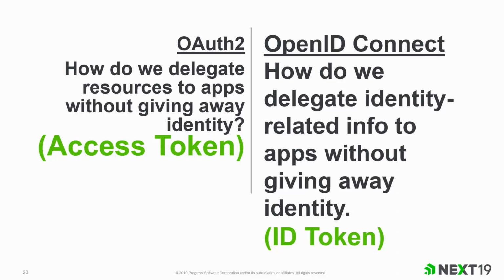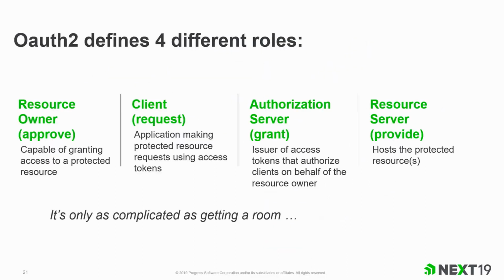Now, these are open questions. How do you let your application access data without requiring a password? That's kind of the question. And when we put that question in the context of OAuth 2, we're asking, how do we delegate resources to apps without giving identity away? In the context of OpenID Connect, we're saying, how do we delegate identity-related info to apps without giving away identity or password information, credentials? So here's where the emerging standards of OAuth 2 and OpenID Connect begin to apply.